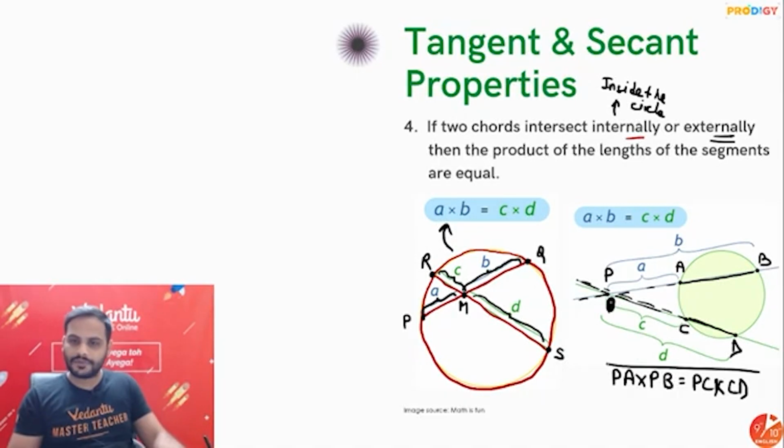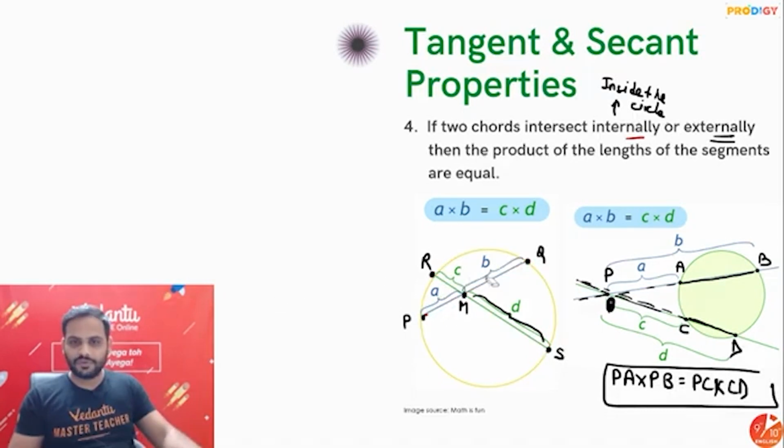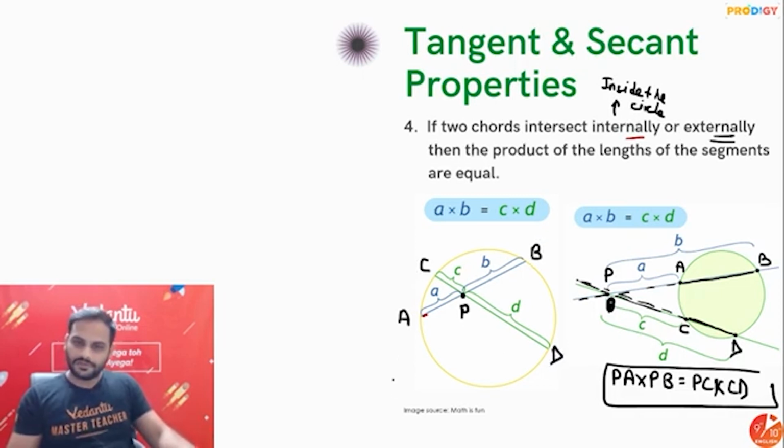Remember, P to A into P to B equals P to C into P to D. Here also I would rather use this form only, because this is the more common form which all of us know. Let's say this is chord A, this is chord B, this is chord C, this is chord D, and the point of intersection is point P. So here also guys, PA into PB is equal to PC into PD.